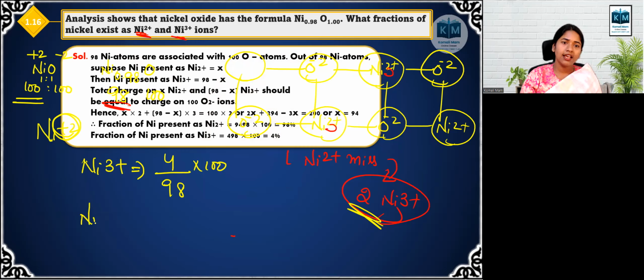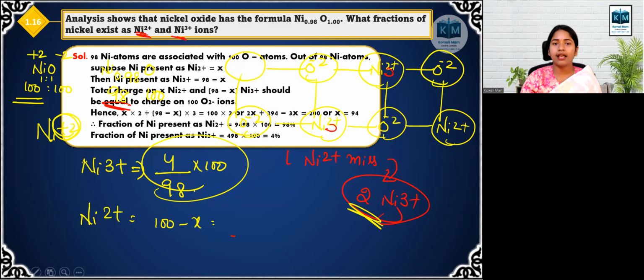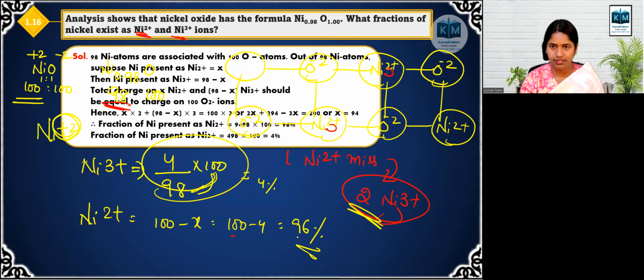Then Ni plus 2 will be 100 minus whatever percentage you get. Then you get the answer. See here, 400 divided by 98. 98 is close to 100, so your answer will be very close to 4%. And then 100 minus that, close to 4%, you'll get around 96%.